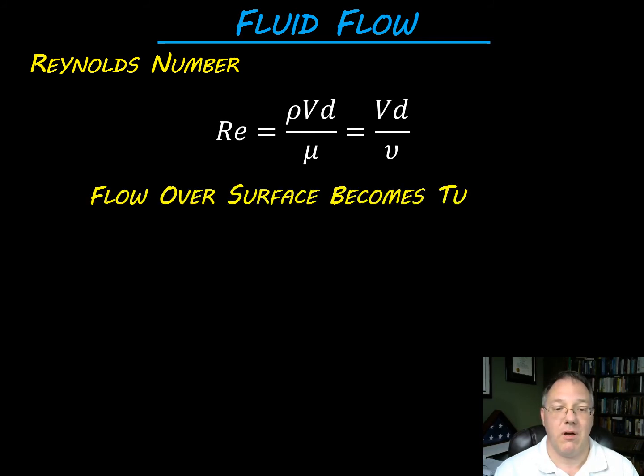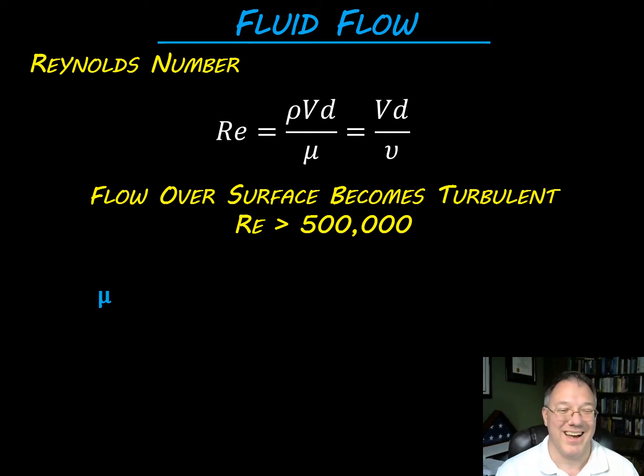Now, flow over a surface is going to become totally turbulent when we have Reynolds numbers in the region of 500,000. That's our number, 500,000 right there.